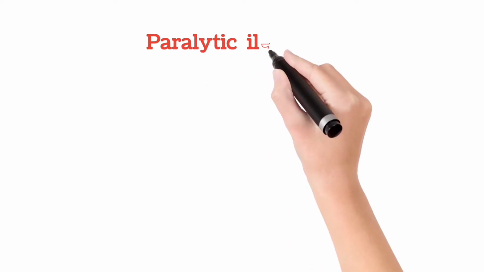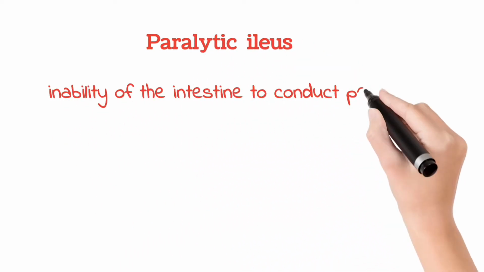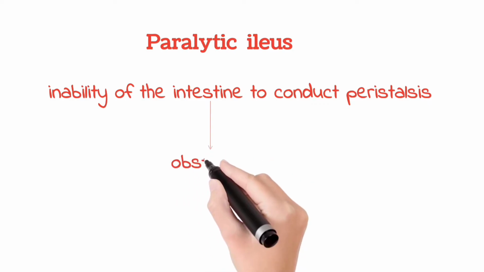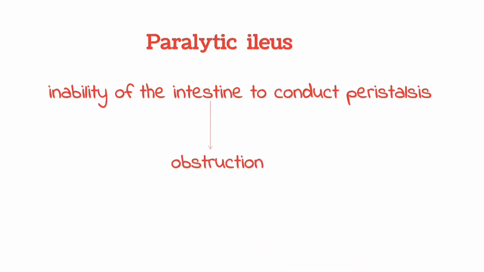Paralytic ileus is the inability of the intestines to conduct peristalsis, which can lead to obstruction. It is the common form of non-mechanical obstruction. Paralytic ileus occurs after surgery but can also occur due to an inflammatory response, electrolyte abnormality, or thoracic or lumbar spine fractures.